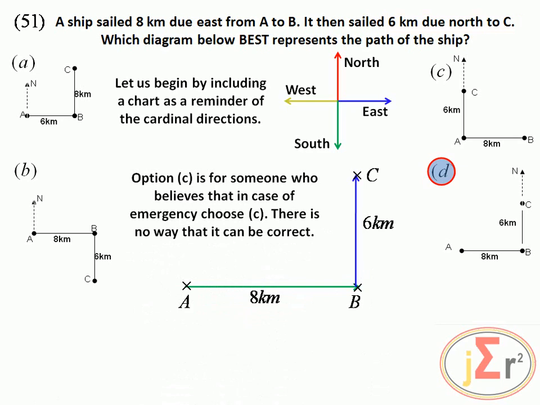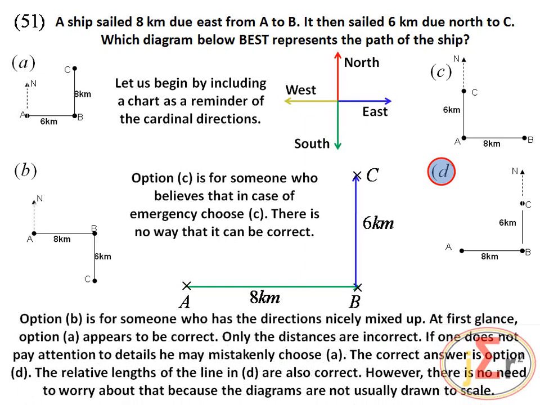Option C is for someone who believes that in case of emergency, choose C. There is no way that it can be correct. There is no way C can be correct, because the ship cannot leave from A to B, and while at B, it is leaving from A to C. That's a total impossibility. Therefore, option C is there for someone who believes that in case of emergency, just choose C. That's a little tip that some students use when solving multiple choice problems.